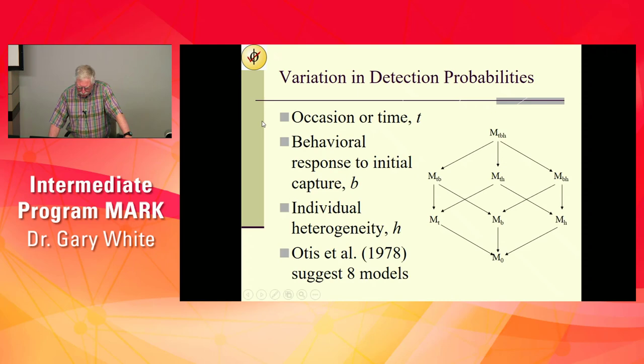What gets us is this variation in detection probabilities. We assume that each animal has some specific probability of capture. If every individual is unique, it's almost impossible. You've got to somehow model that.